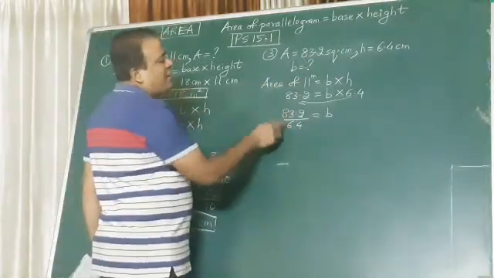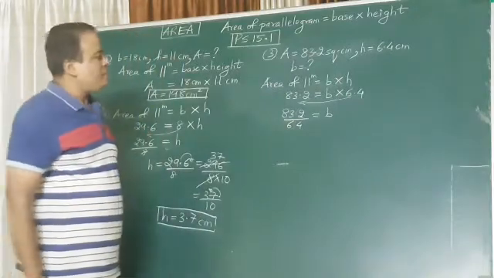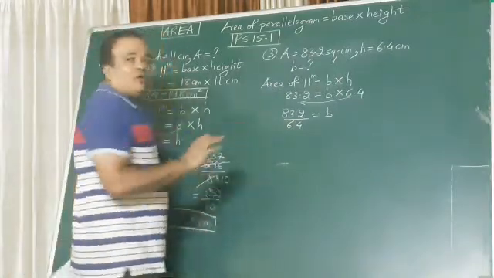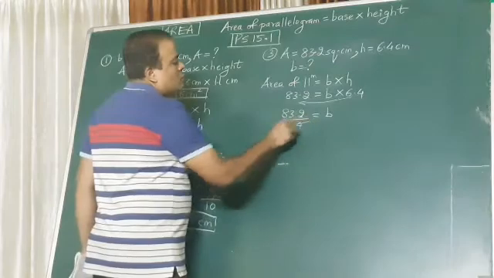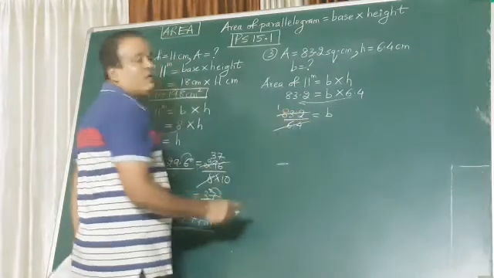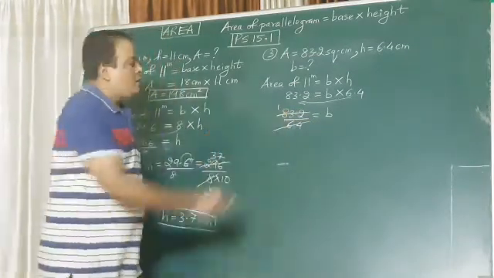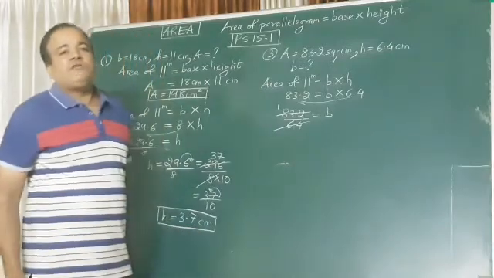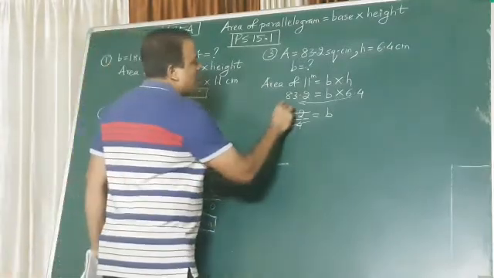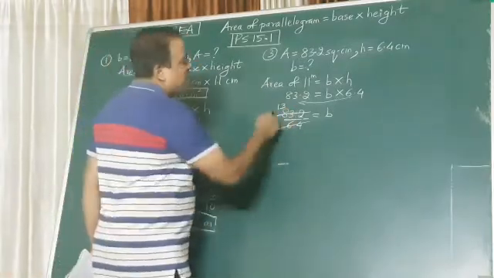Now just divide 832 by 64. I hope you all know I am doing it directly. So 64 ones are 64, 19 remainder, so 192. 64 goes in 192 how many times? 3 times. So 3. That means base is 13 centimeter.